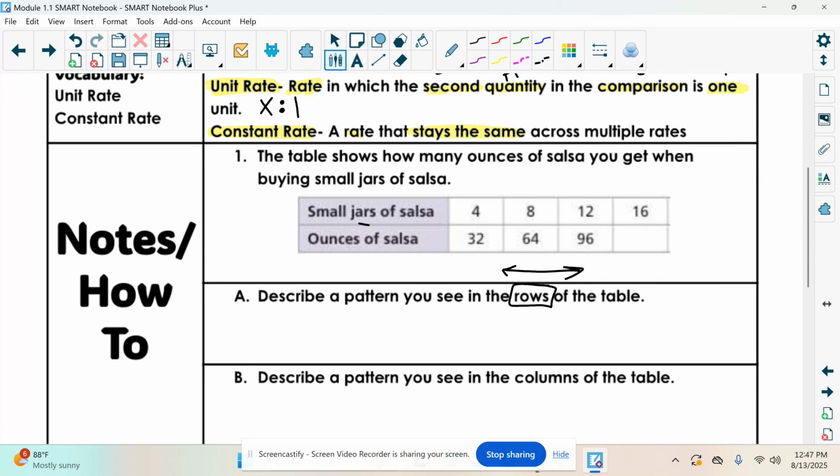Jacob? The first row is going by 4s. So this is the first number. So 4 times 1 is 4. Then 4 times 2 is 8. 4 times 3 is 12, 4 times 4 is 16. Okay. So it's skip counting by 4. Or in math language, if we're talking about the jars, they're multiples. Remember, multiples means skip counting. Multiples of 4. Good.